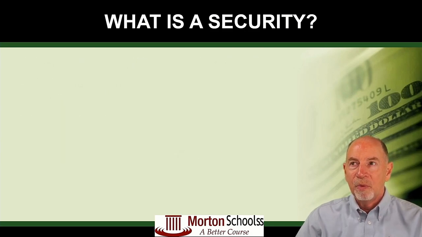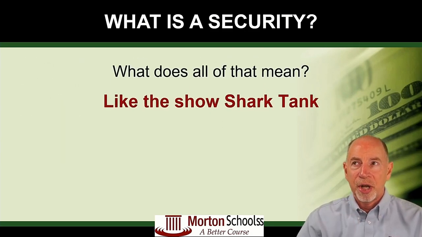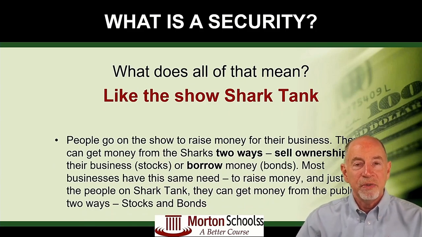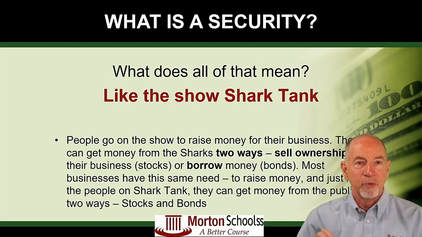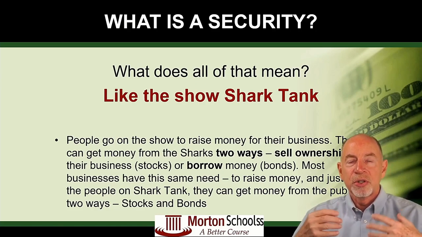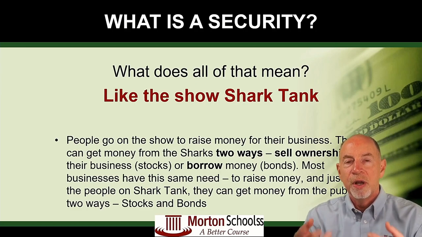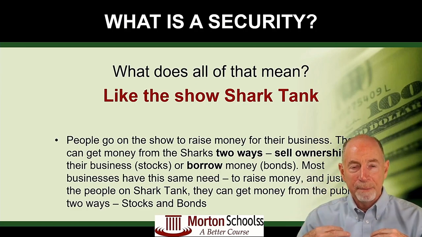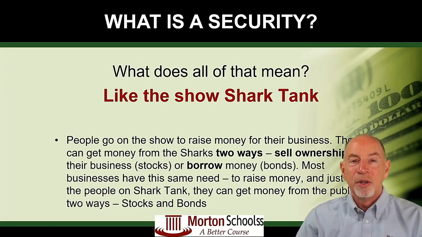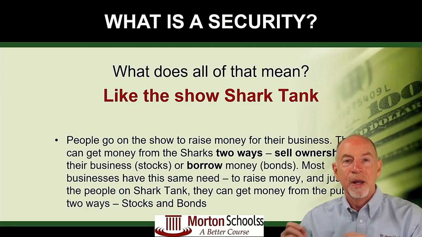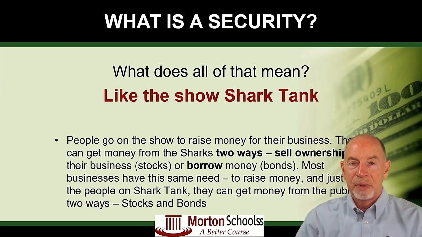So what does all this mean? Well, have you ever seen the TV show Shark Tank? Well, if you've seen that TV show Shark Tank, people go on the Shark Tank to do what? Raise money for their business. And they can do two things to raise money from the sharks. They can either sell some of the ownership in their business to the sharks in exchange for some money, or they can borrow some money from the sharks. And those are the only two ways for the people on Shark Tank to get the money. And it turns out it's also the only two ways for businesses out there that need to raise money for their business to get money as well.